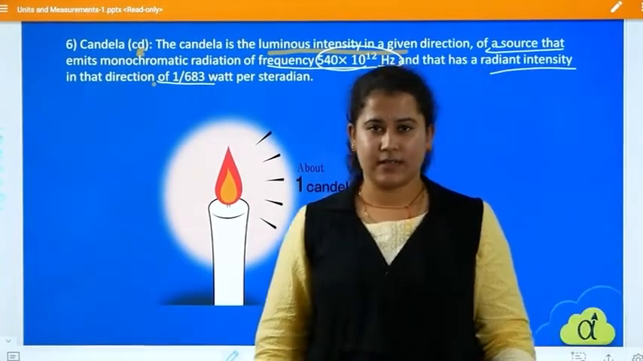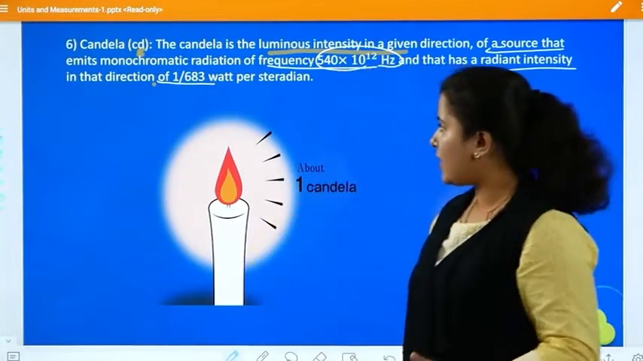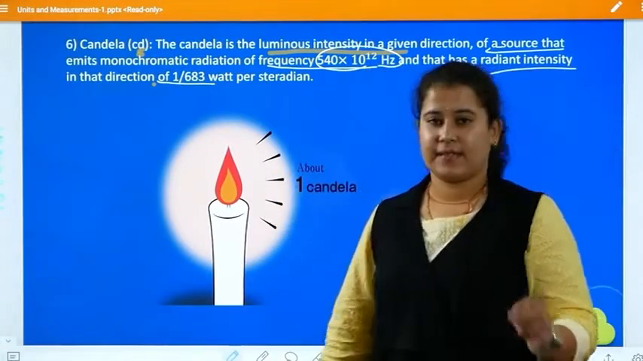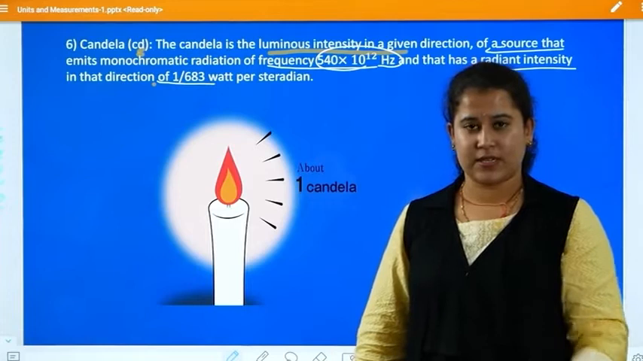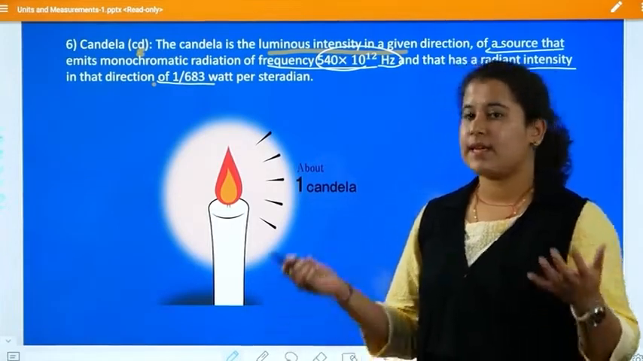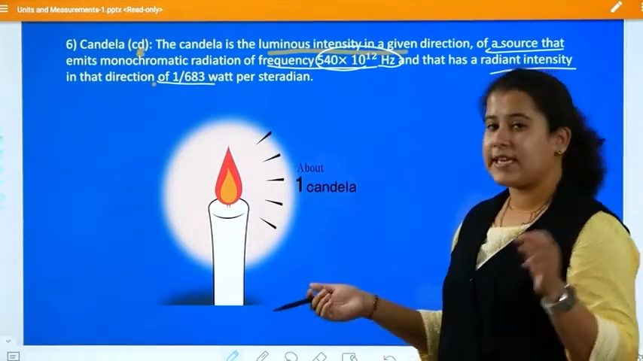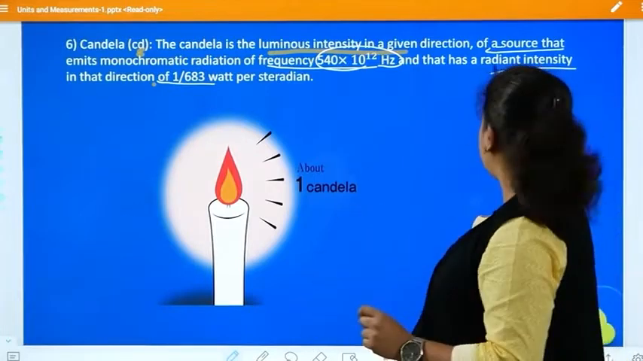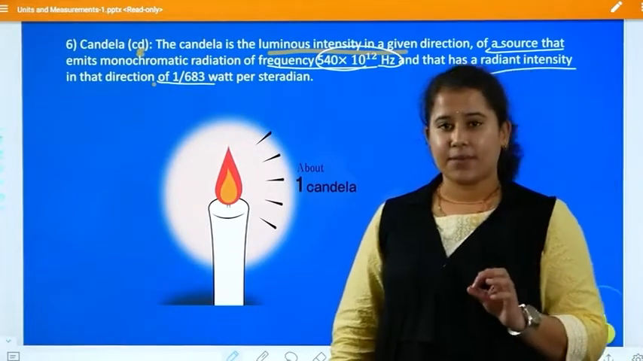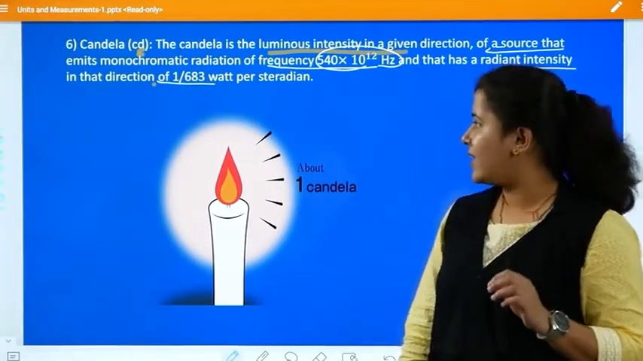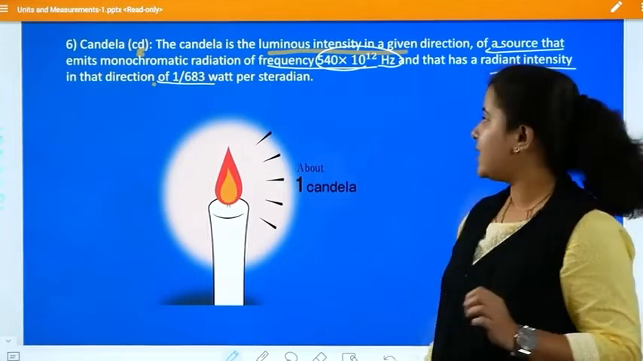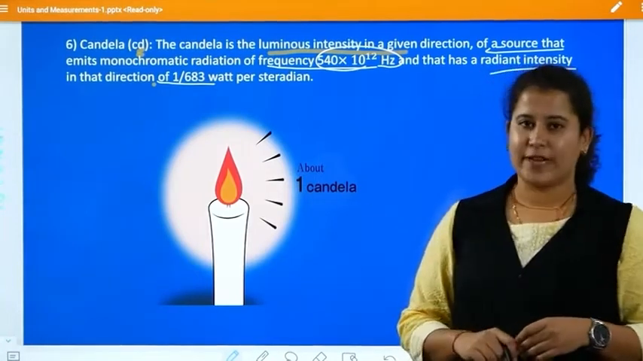Steradian, you will learn in the next sessions. But for now, just remember the candela is the SI unit of luminous intensity. And of what luminous intensity? It is the luminous intensity in a given direction of a source that emits monochromatic radiation of frequency, how much? It is 540 × 10^12 hertz.